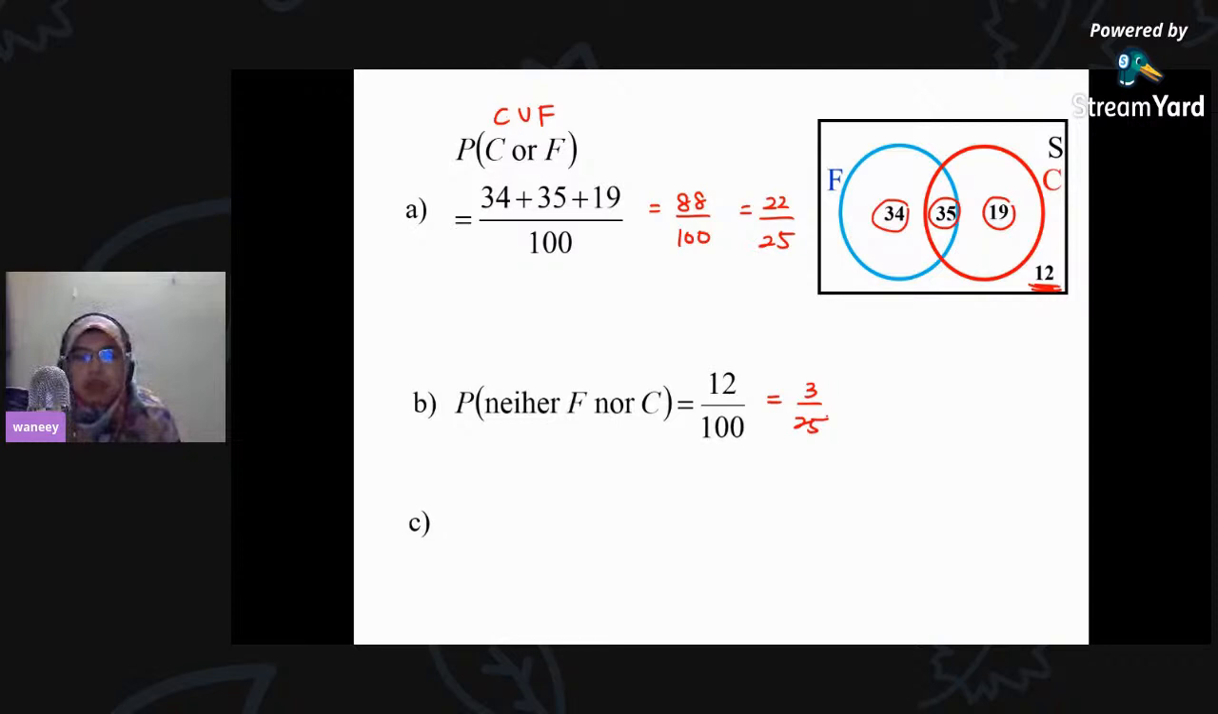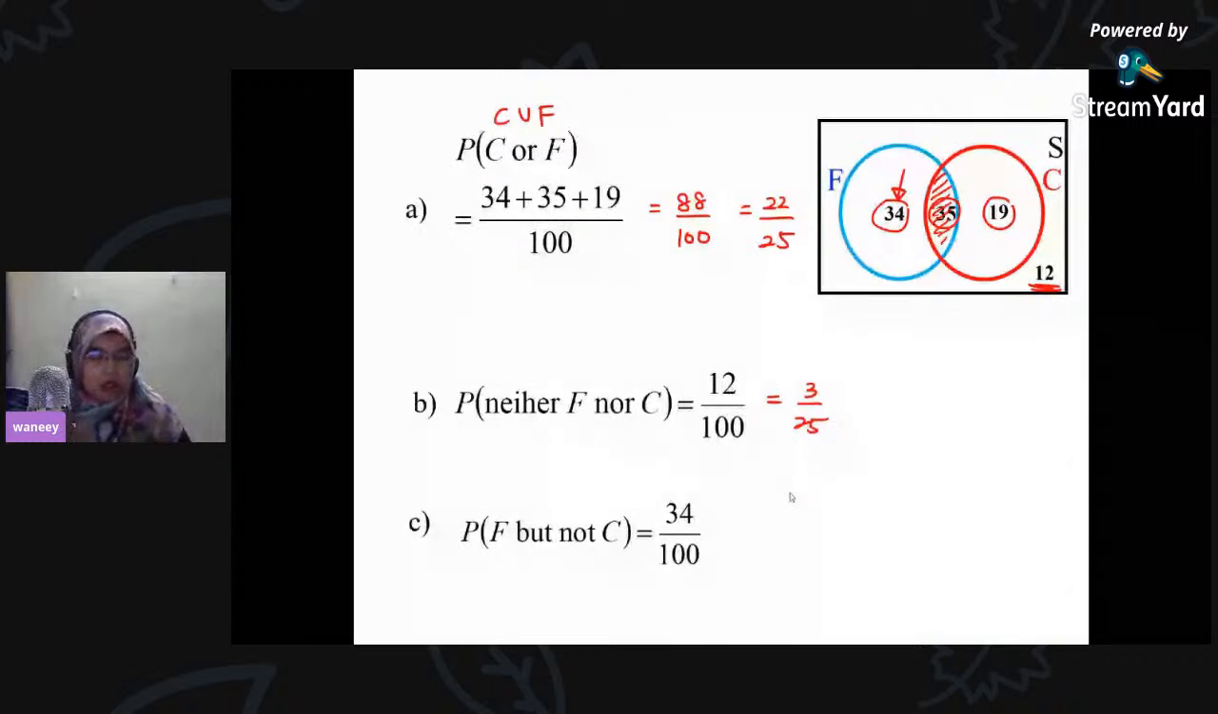Okay, now a C. Probability of that student taking physics but not calculus. So only physics, not calculus. So you only need to refer to this one. Only physics, not calculus. So this one is not used because 35 students did take calculus. So kita tak nak, kita nak hanya physics. So that student cannot take calculus at the same time. Therefore, it's supposed to be 34 over 100. So 34 over 100. So this is equal to 17 over 50.